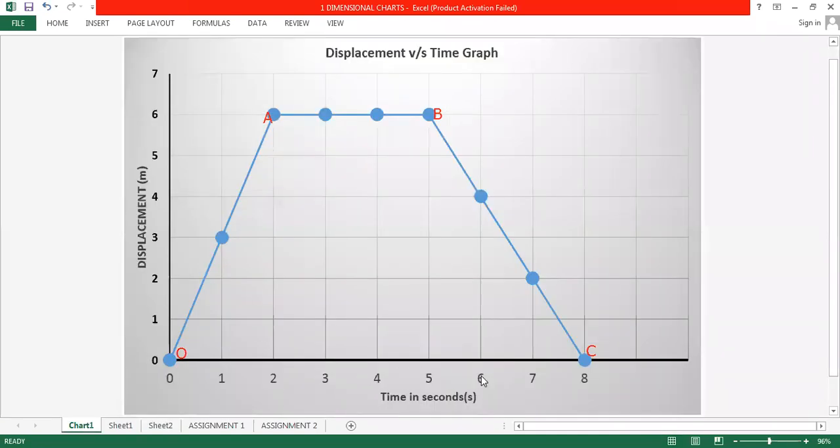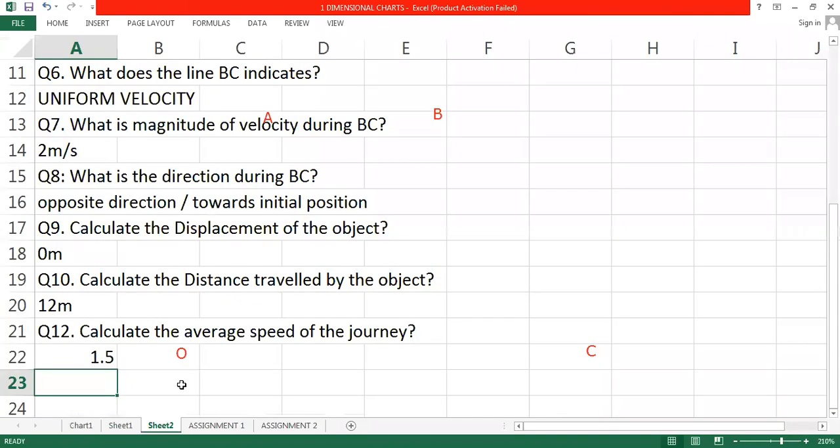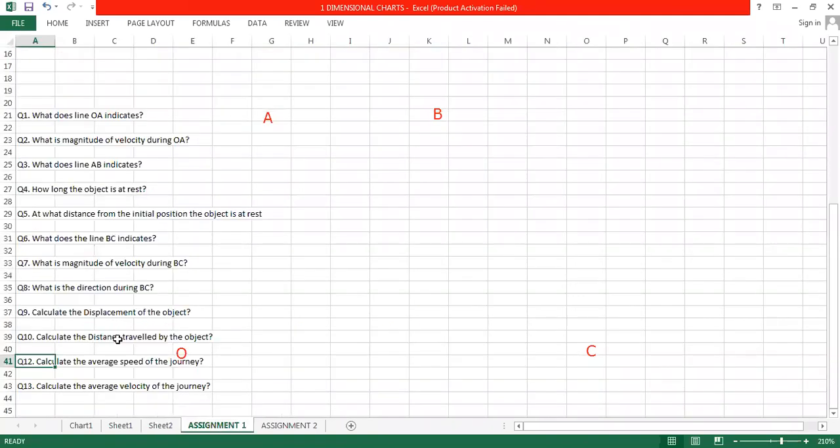I'm so sorry, 6 was missing there. So it is 7 and 6, 7 and 8 and not 9. So the total distance is 12 and the total time is 8 seconds. So 12 divided by 8 is 1.5. So the average speed is 1.5.